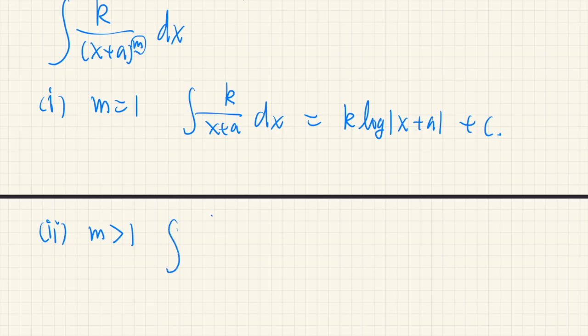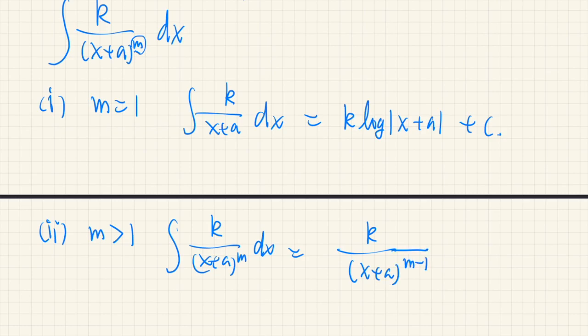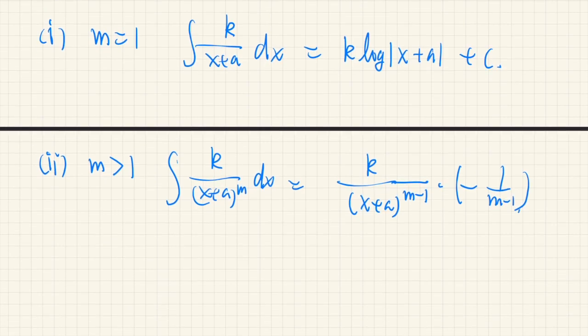And second case, when m is greater than 1. In this case, the integral of k over x plus a to the power of m dx is easy to integrate, and we have, let's see, what is it? It should be x plus a to the power of m minus 1 times negative 1 over m minus 1. So let's simplify a little bit. So that should be negative k over (m minus 1) times x plus a to the power of m minus 1, plus constant.